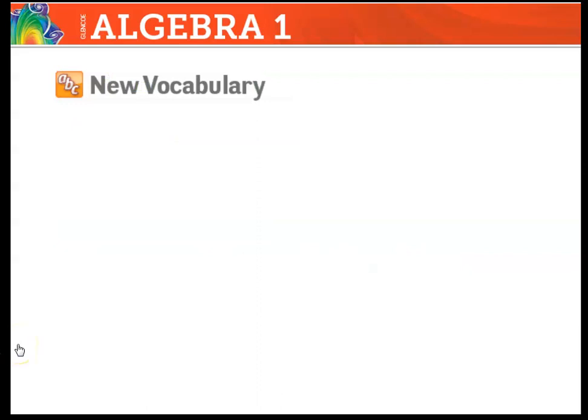Okay, so we have a lot of new vocabulary in this section. First word you want to get down in your note sheet is relation. And a relation is simply a set of ordered pairs. Anytime you have a set of ordered pairs, you have a relation. Well, what's a set of ordered pairs, you ask?